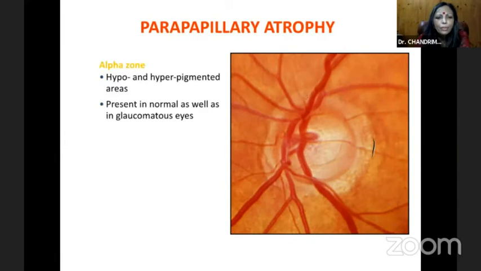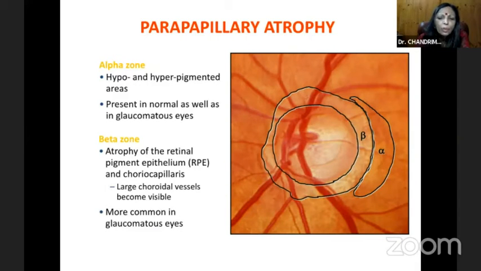So peripapillary atrophy. Peripapillary atrophy, again, what we're interested in is the beta zone. This is the zone we're interested in.